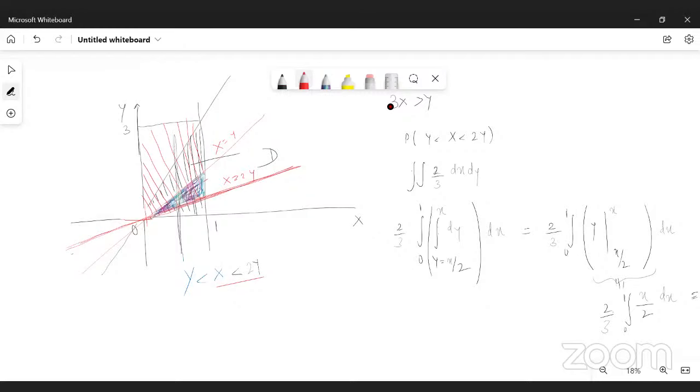Do we need to plug in some value and then check? Okay, if you want to put some value, let's take x equal to 1/2. So my y will be 1/4.